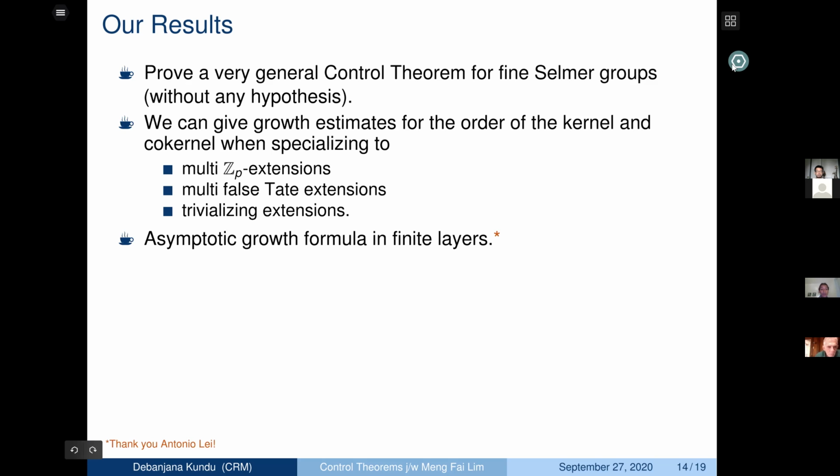And this also allows us to study the asymptotic growth formula for the fine Selmer group itself as you go up the tower. And I must point out that when I showed the preprint to Antonio a couple of weeks ago, he pointed out to us that this should be provable. So we did that recently.